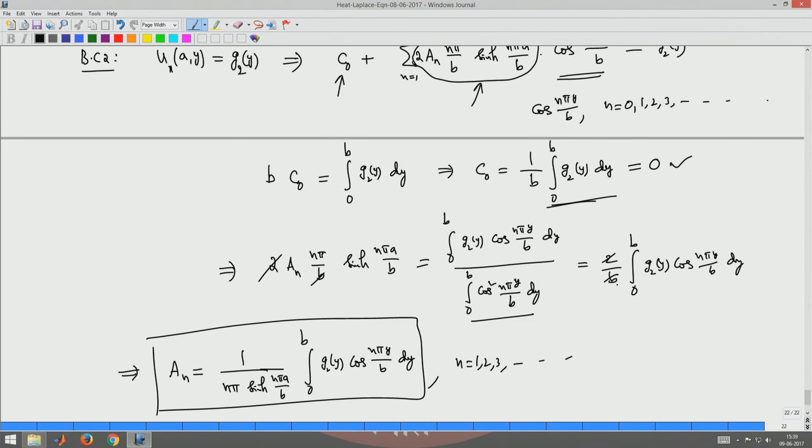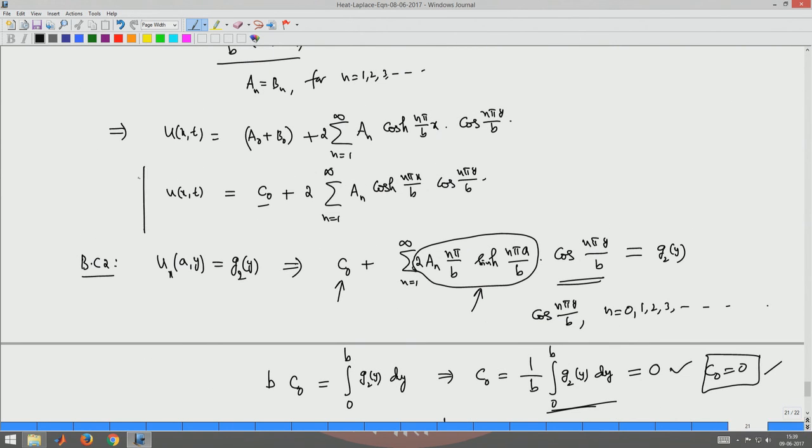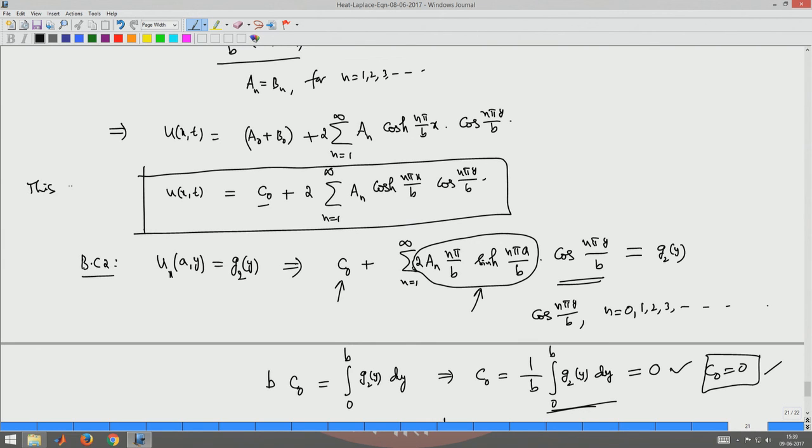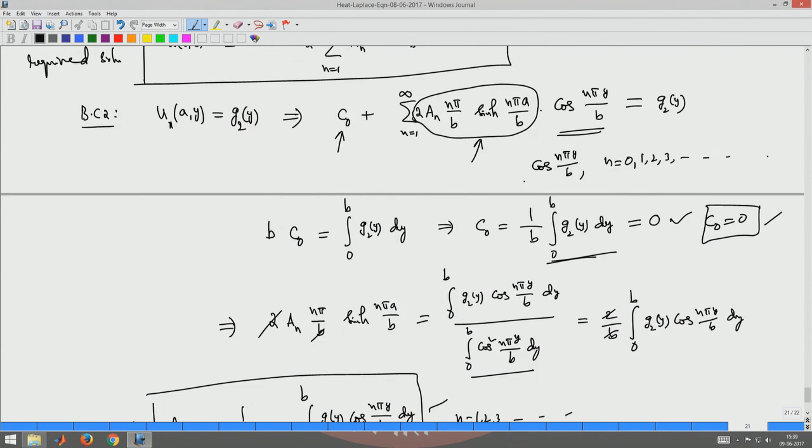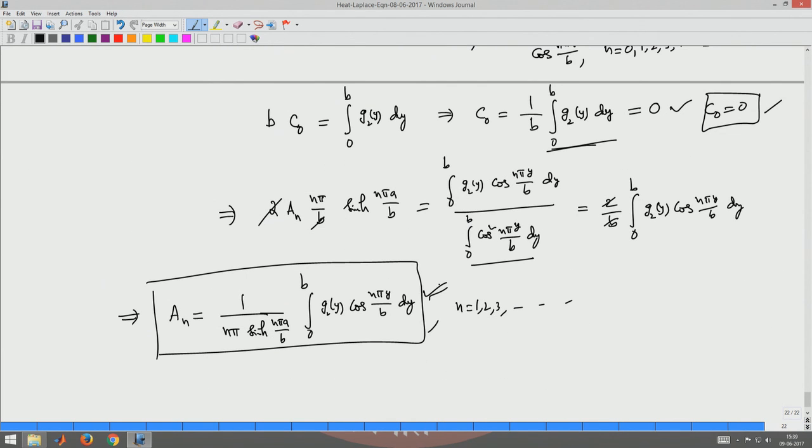Now, C0 is 0. So this implies C0 is 0. Together, if you put this in, this is the required solution that satisfies all the boundary conditions with C0 is 0. So you have 0 and you have a n, with a n being this one. This is how you can solve the Neumann data on the boundary for the Laplace equation.